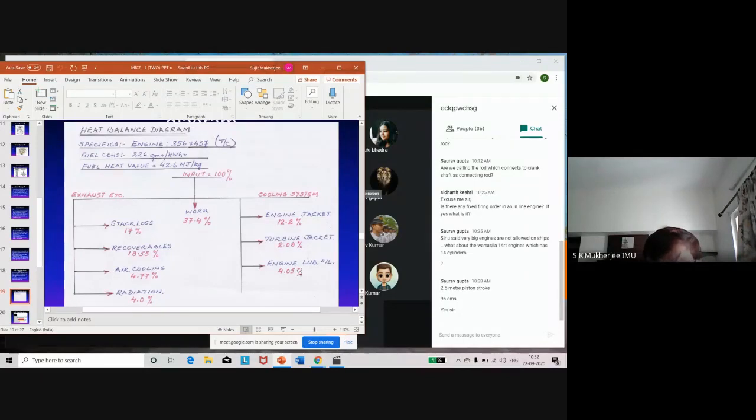So this is the heat balance diagram, and it is showing you what percentage of heat is converted to work and what percentage of heat is lost to various factors which are essential. You can't avoid cooling of the engine, because if you don't cool the engine, it will be overheated and the material will fail.